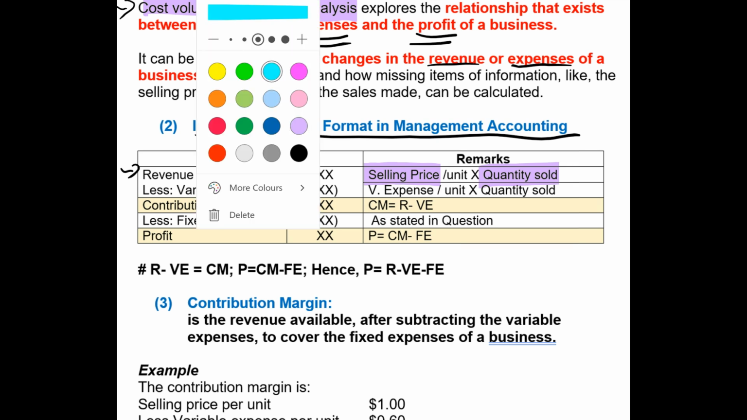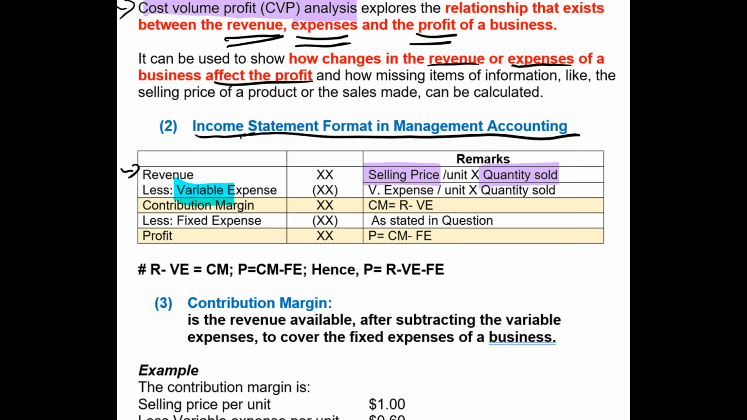After revenue, you need to minus off your variable expenses. Your variable expenses will equal your variable expenses per unit times your quantity sold. So revenue is selling price times quantity. When it comes to variable expenses, you take your variable expenses per unit times quantity as well.